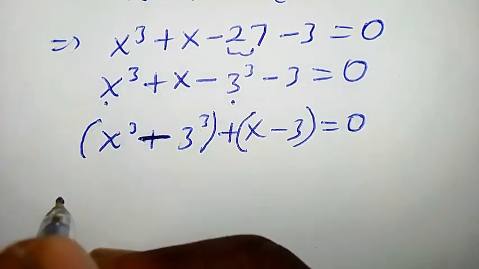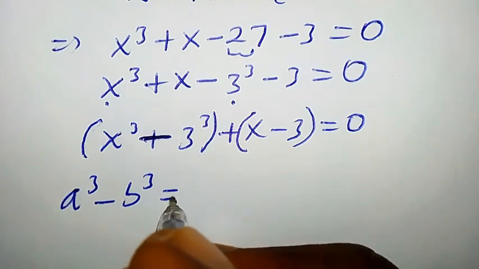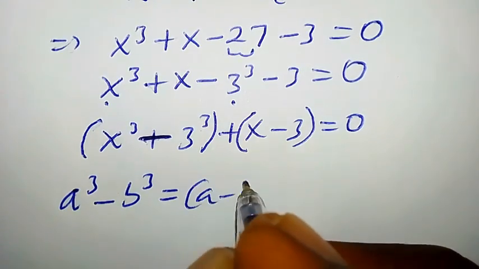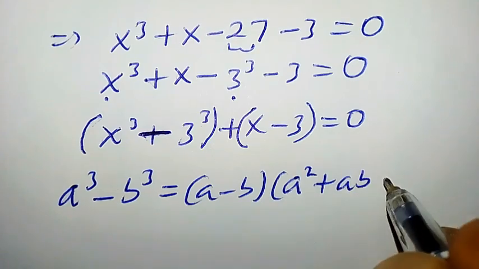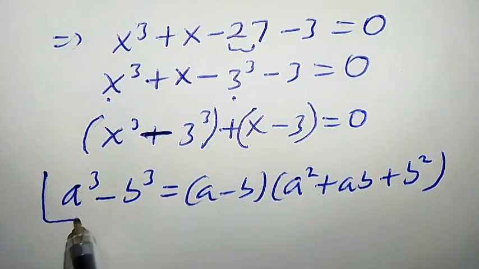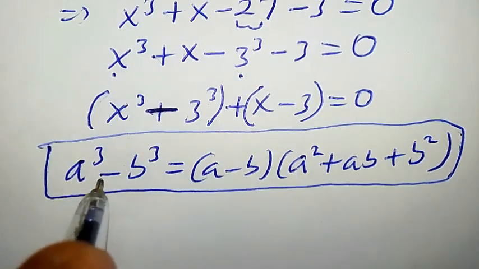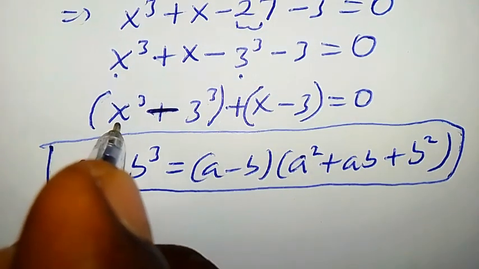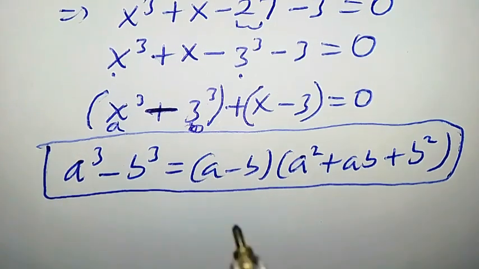The difference of two cubes is a to the power of 3 minus b to the power of 3. It is the same thing as what? a minus b times a to the power of 2 plus ab plus b to the power of 2. We now utilize this property. By comparing this left hand side with this, you will observe that a is x and b is 3. Let's now substitute the values of a and b into this right hand side.